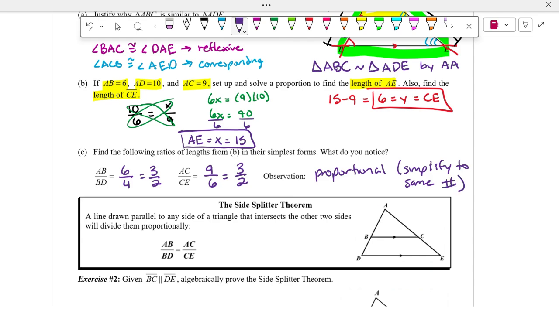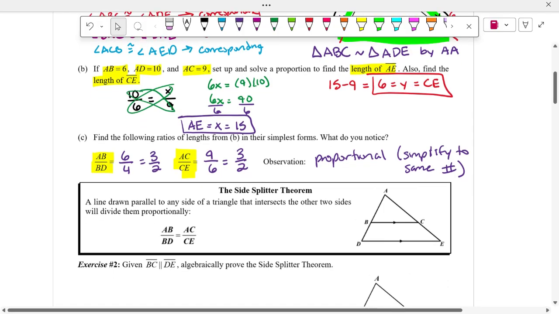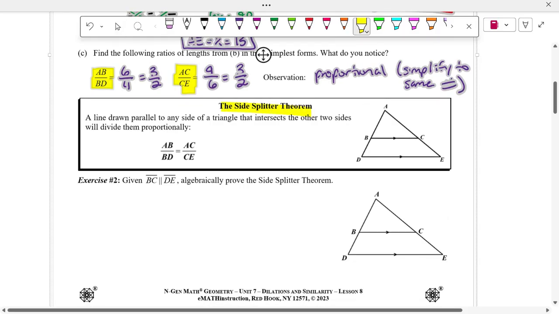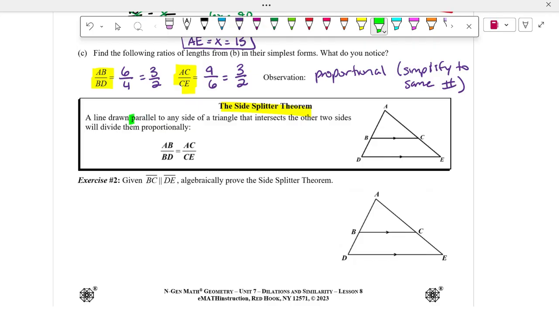Now, those proportions that they set up, they didn't just do it for giggles. They did it because that now shows side splitter. So what side splitter actually is: if you have a line drawn parallel to any side of a triangle that intersects the other two sides, it will divide them proportionally.